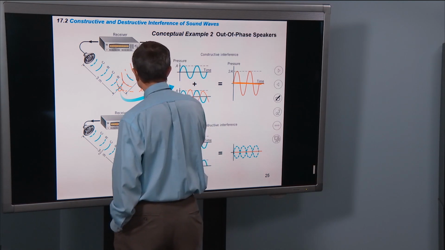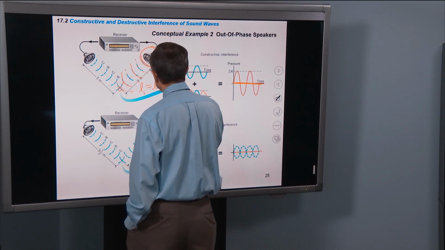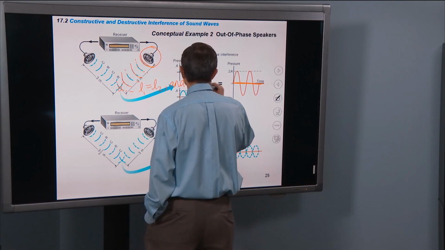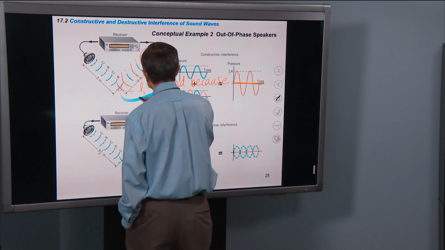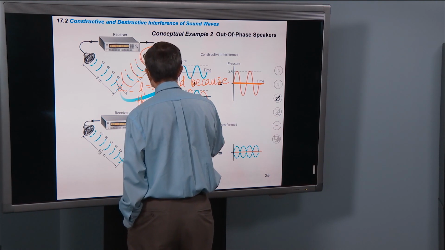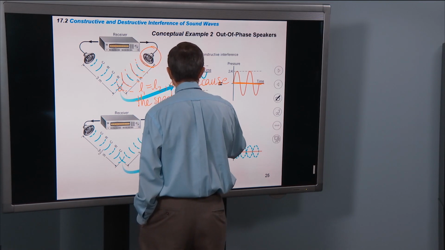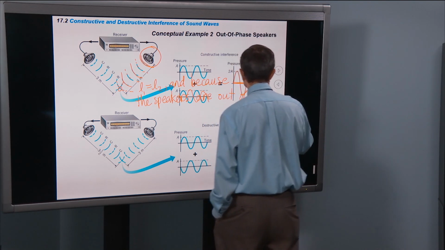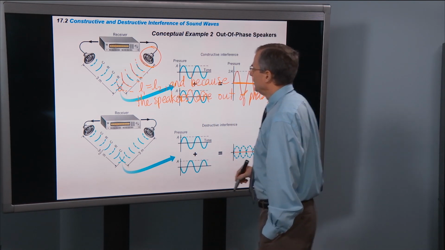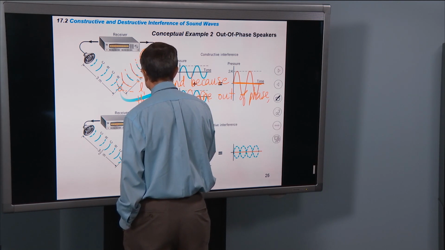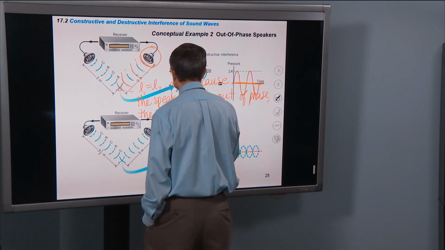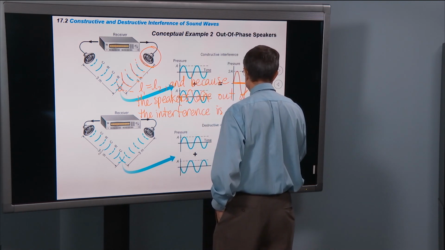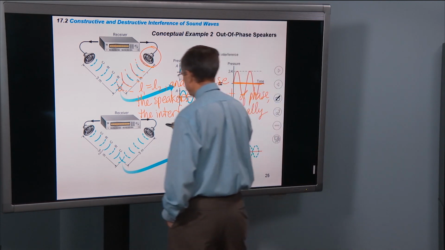In this case, L1 equals L2, and because the speakers are out of phase, the interference is actually destructive.